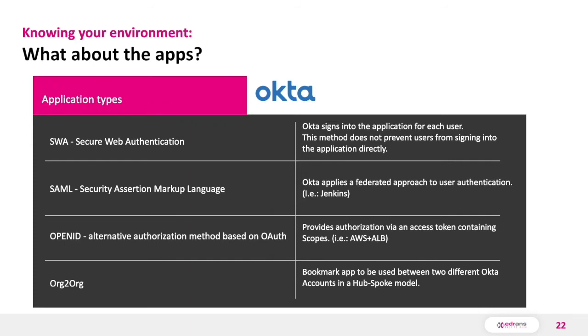Mainly, Okta has four or so different types of applications. Secure web applications mean that Okta syncs into the application for each user, but these do not prevent users from signing into the application directly, so there's no real single sign-on here. Then you find SAML and OpenID, the most common protocols for authentication we can find on single sign-on, and org2org, which is a kind of bookmark application we can use between two different Okta accounts in a hub-spoke model.